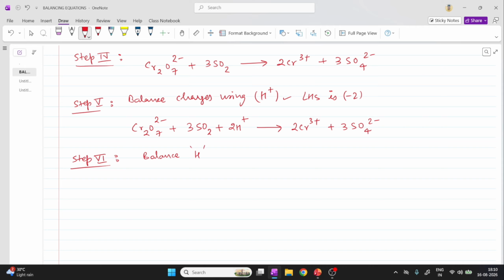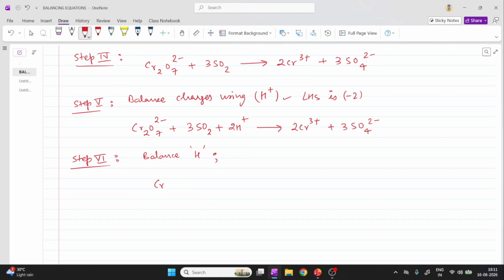I will look at only hydrogen, and oxygen should get balanced automatically. So how can we balance hydrogen? Calculate total hydrogen. On the left side we have 2H, on the right side there is no H. So I have to add hydrogen only. On the right side I have to add two hydrogens, so I can write H2O.